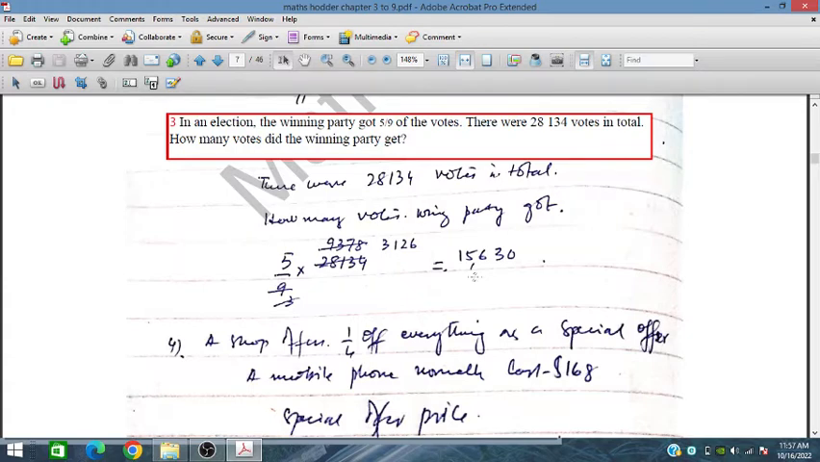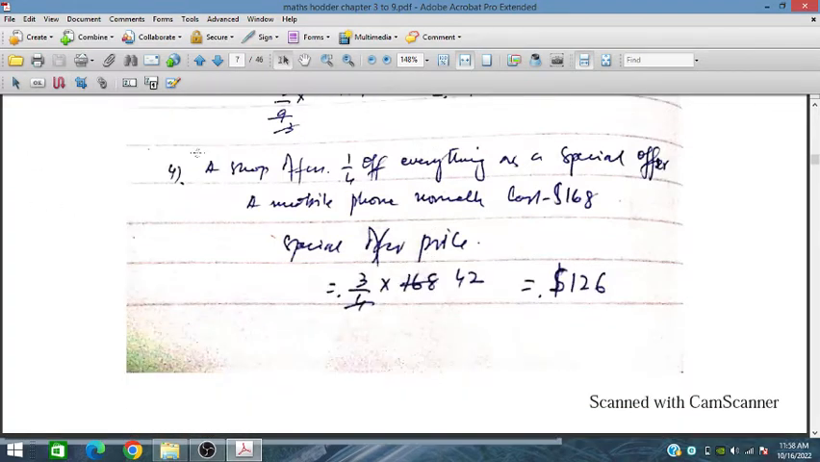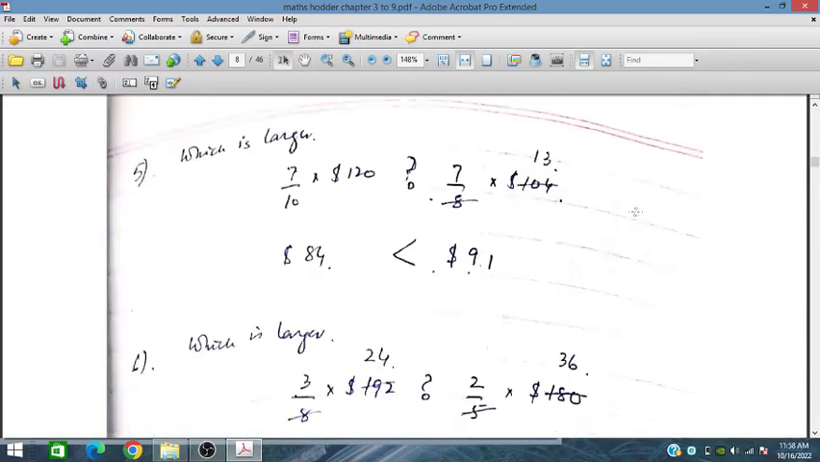In the election, the winning party got 5 by 9 of the votes. There were this many votes in total. How many votes did the winning party get? So you simply multiply this total vote with this proportion, with this fraction, to get the winning party's votes.